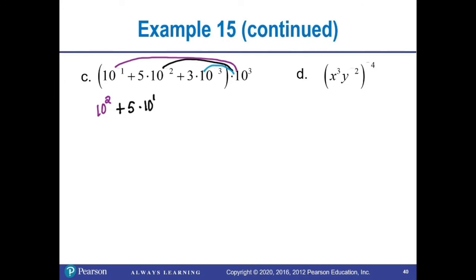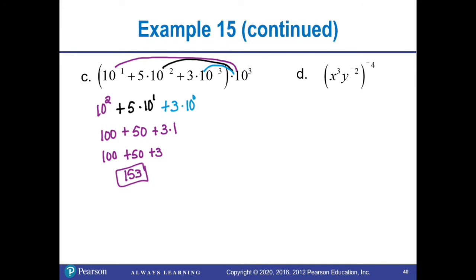Then distribute to the last term. So we have 3 times. Multiply your 10s together. Negative 3 plus 3 gives us 10 to the 0. 10 squared is 100. 5 times 10 to the 1st, or 5 times 10 is 50. And any number other than 0 to the 0 power is going to be 1. So 10 to the 0 power is 1, and that gives me 3 times 1, or 3. 100 plus 50 plus 3 is 153.